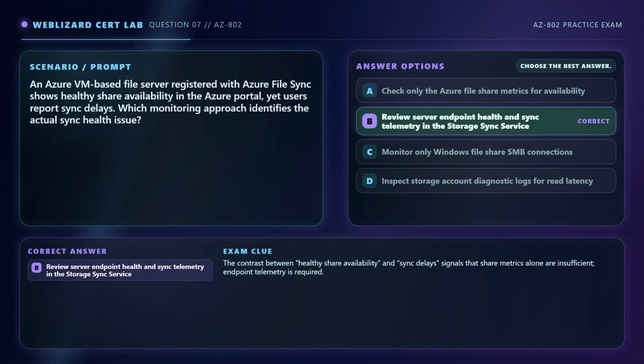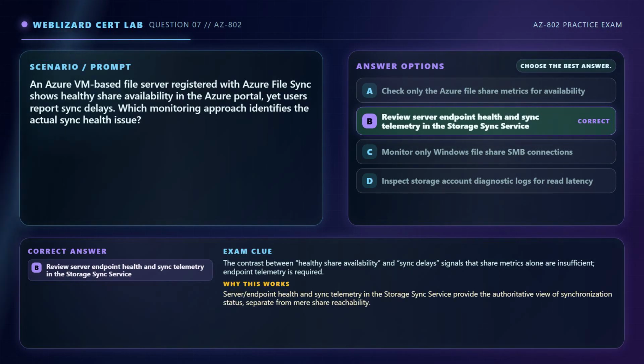The correct answer is B. Review server endpoint health and sync telemetry in the Storage Sync service. Server endpoint health and sync telemetry in the Storage Sync service provide the authoritative view of synchronization status, separate from mere share reachability. The contrast between healthy share availability and sync delays signals that share metrics alone are insufficient. Endpoint telemetry is required.